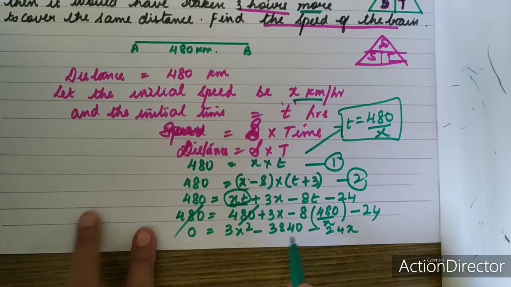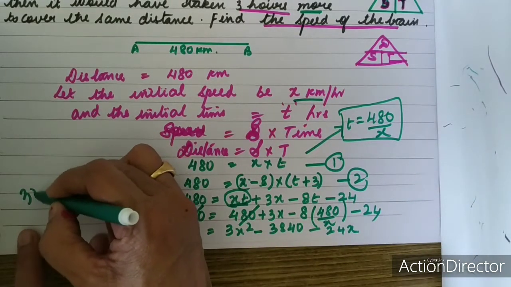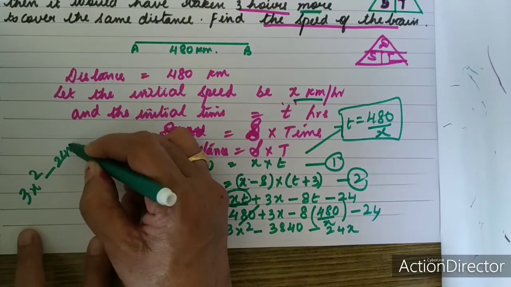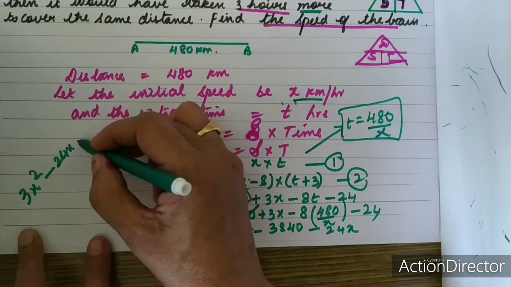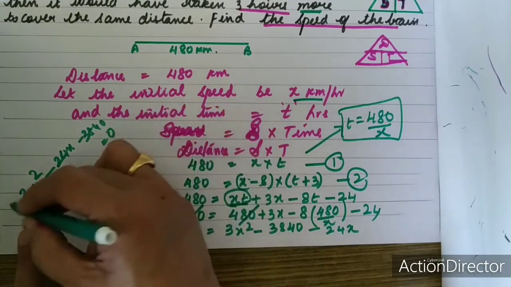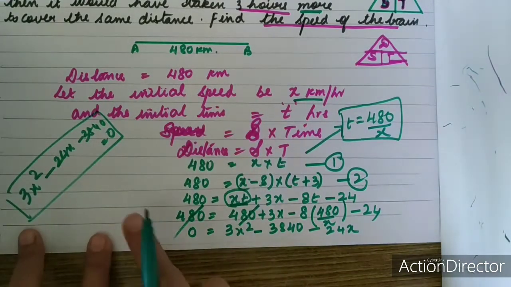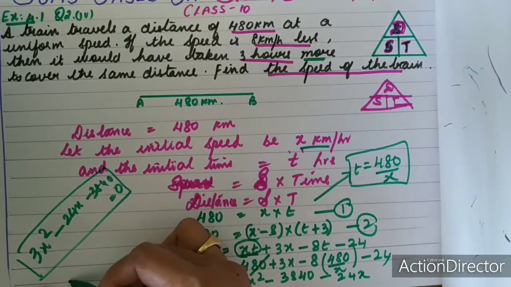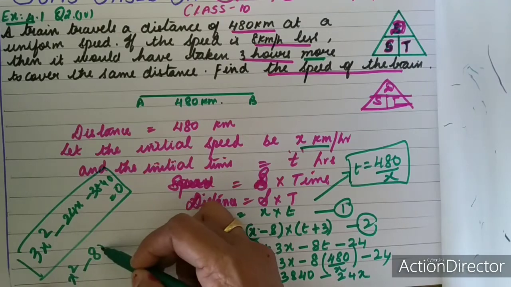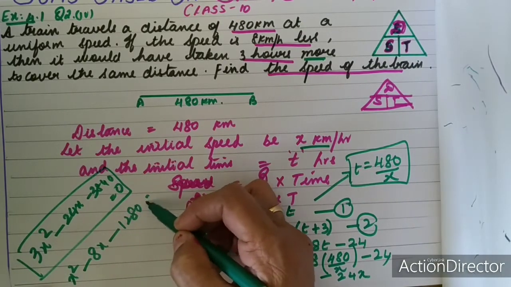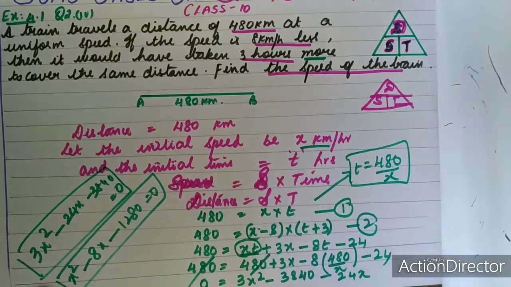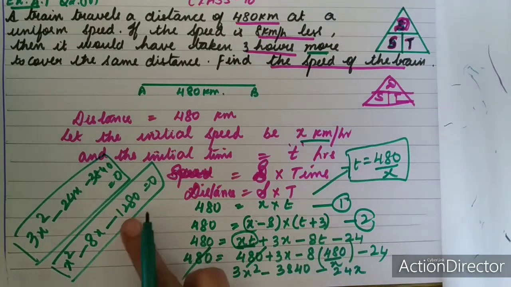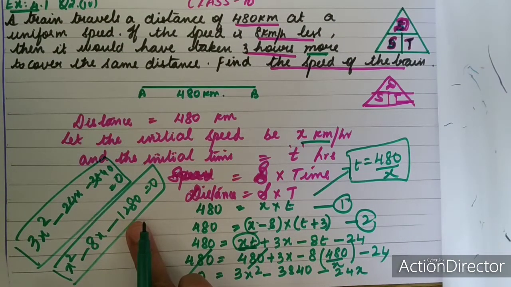You can arrange this equation in order and write it as 3x square minus 24x minus 3840 equal to 0. So this is the quadratic equation you are going to form for this sum. You can reduce it by 3 also. So it will be x square minus 8x minus 1280 equal to 0. So if you are asked to find out the speed of the train, you can solve this equation and find out the speed of the train. You will be getting the value of x.